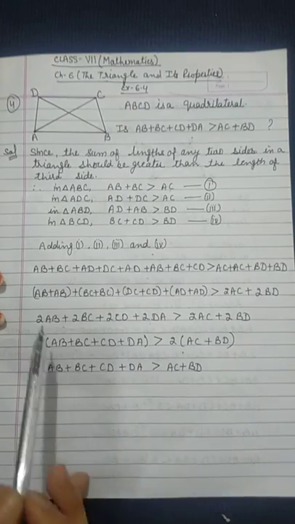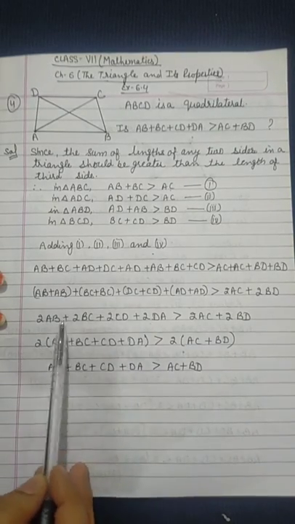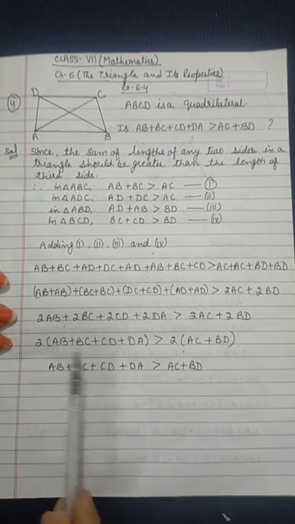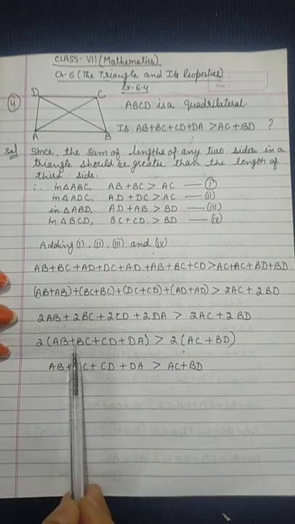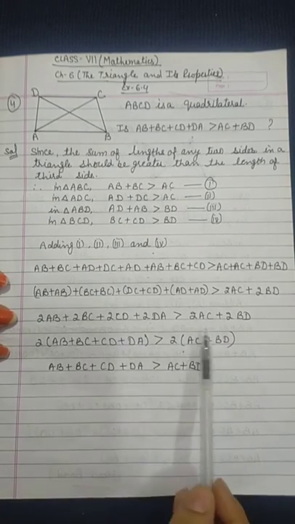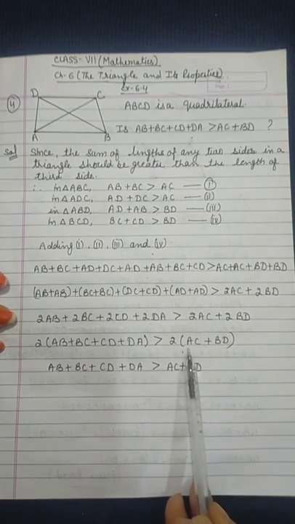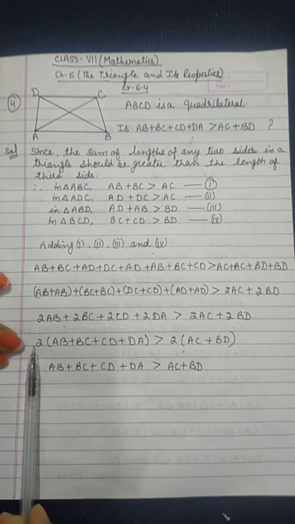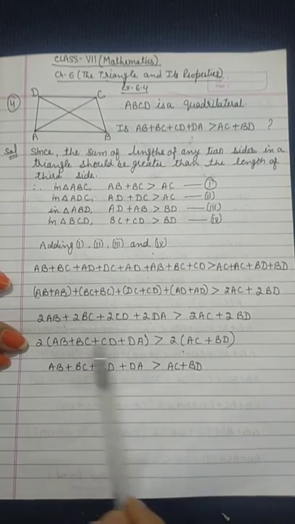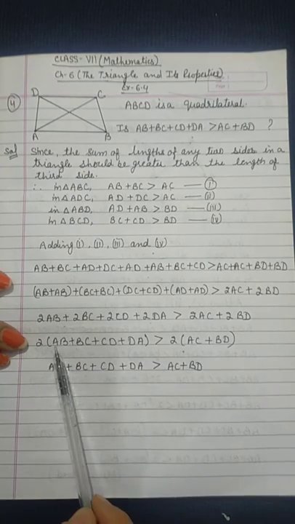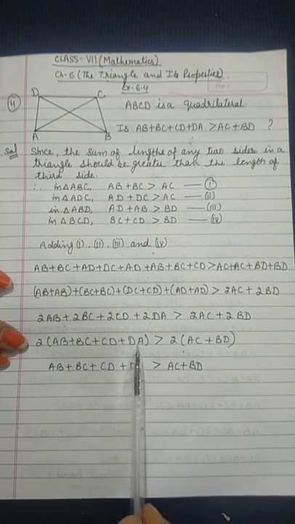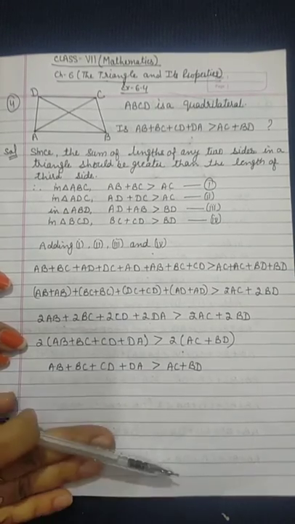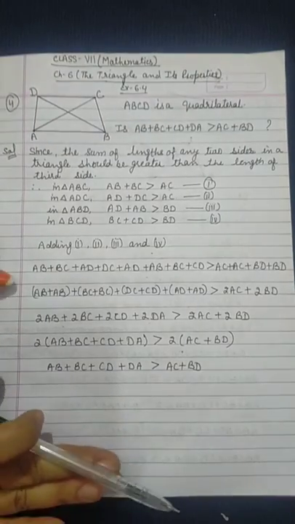Now you can see all the sides have 2 in common, so keep 2 outside as common and keep all the sides in a bracket: 2 times AB plus BC plus CD plus DA. Similarly on the right hand side I will take 2 common and bracket AC plus BD. Now on the left hand side and the right hand side 2 is common, so we will cancel 2 and 2. What is left here? AB plus BC plus CD plus DA is greater than AC plus BD, and in this way we can prove this result. Hence proved.